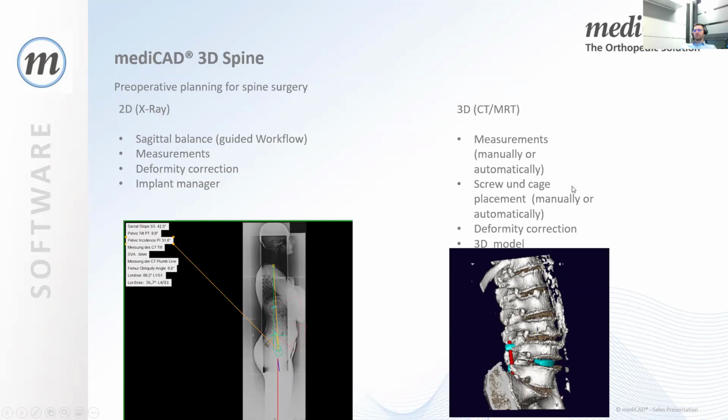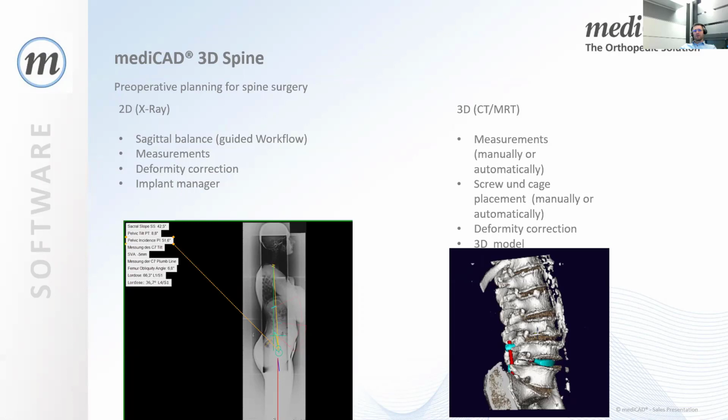You can put in screws and cages manually and automatically as well, and also do the deformity correction. And you automatically get a generated 3D model of the spine, but you will see that in a few seconds in the software. So those are the main possibilities you have in the preoperative planning tool.